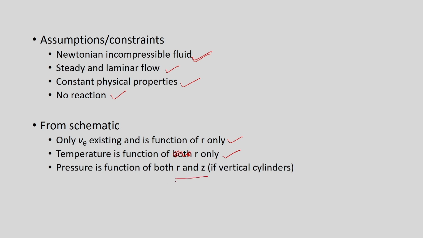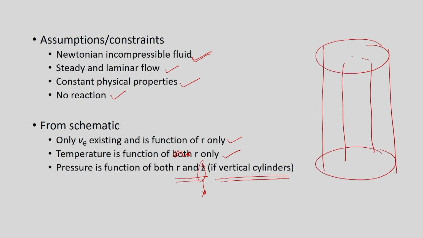Pressure is a function of both R and Z if we take the vertical cylinder. If you take the horizontal cylinder, then this may not be there, right. The configuration, whether horizontal or vertical cylinder, is not mentioned. Let us take the vertical cylinder case, and take into consideration whatever pressure variation there is in the z direction, if required to solve for our velocity distribution profile.